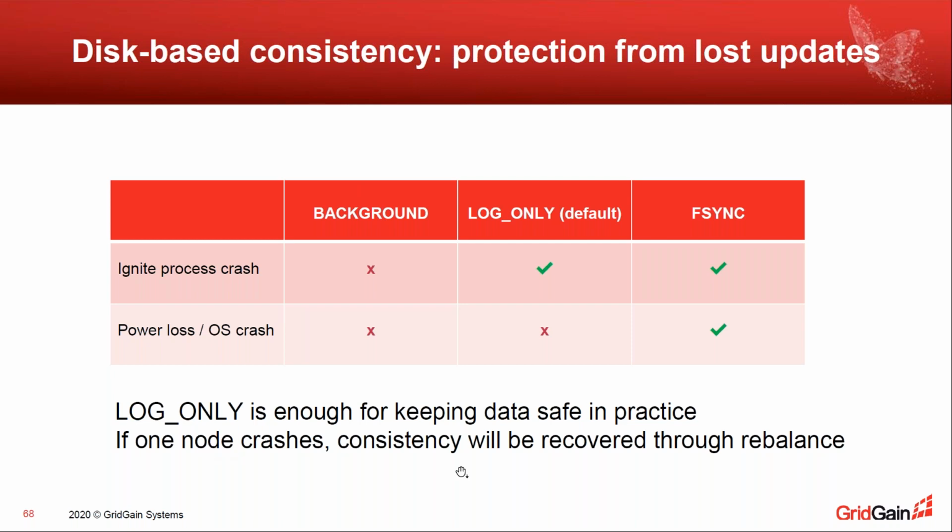If a crashed node returns, Ignite will detect that its partitions are outdated, and during the balancing process, actual data will be transferred to the node that experienced power loss or operating system crash. That's why I think log only is enough.